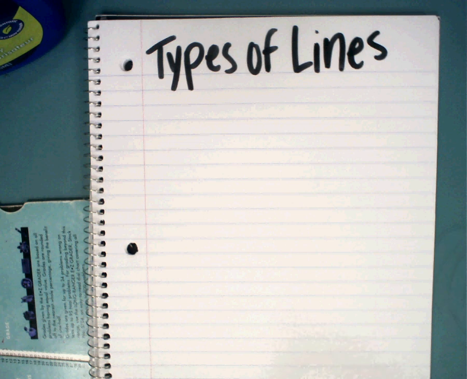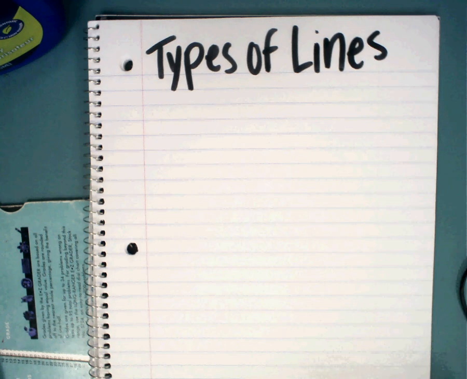Alrighty, my friends. So tonight we're going to be talking about types of lines, and there's really only three types of lines. I believe that you've seen them before, but they are parallel lines, perpendicular lines, and intersecting lines.